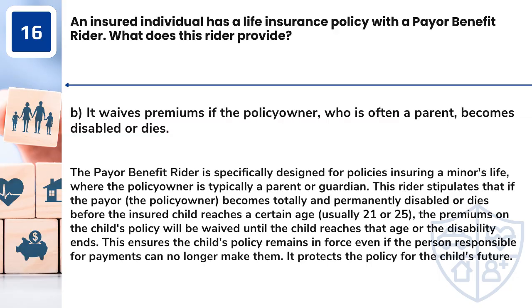before the insured child reaches a certain age, usually 21 or 25, the premiums on the child's policy will be waived until the child reaches that age or the disability ends. This ensures the child's policy remains in force even if the person responsible for payments can no longer make them. It protects the policy for the child's future.